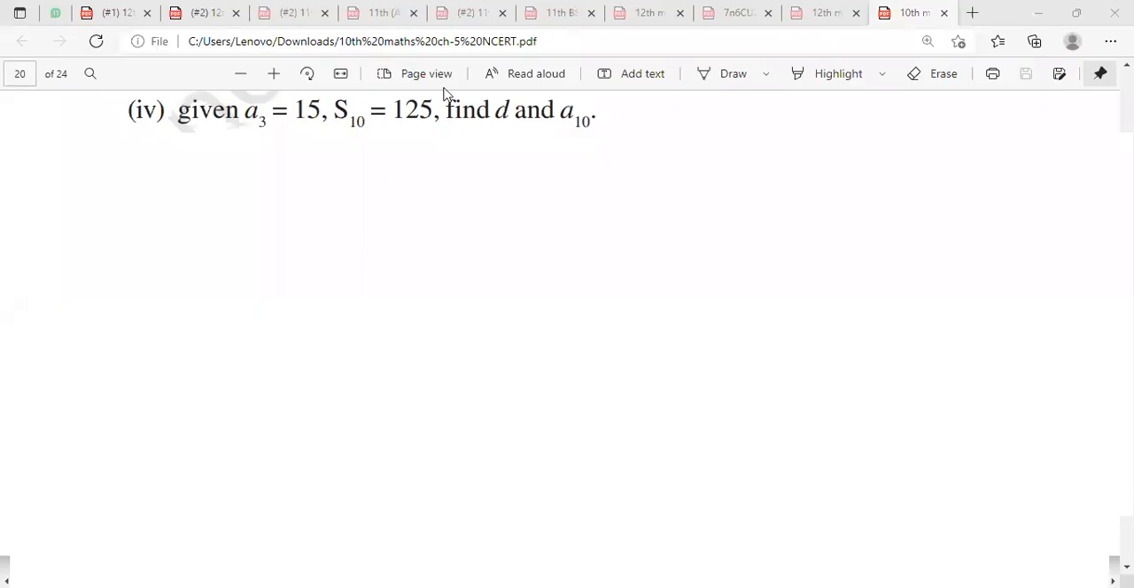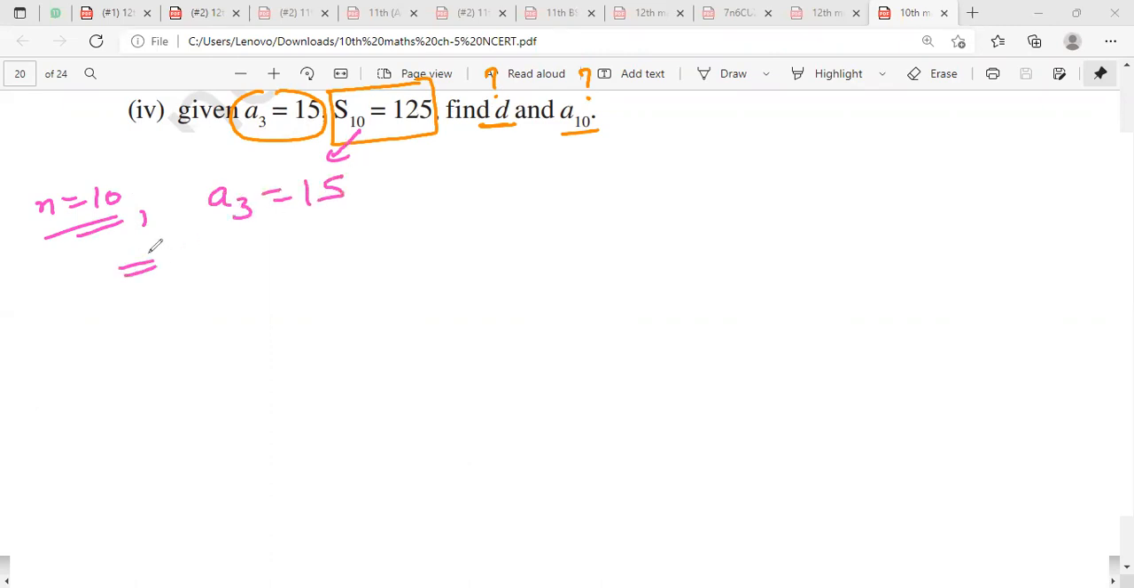So question number 3, part 4. The value of A3 has been given, that is 15. The sum of 10 terms has been given as 125. We have to find D and A10. So here the value of N is 10. Now A3 is equal to 15.